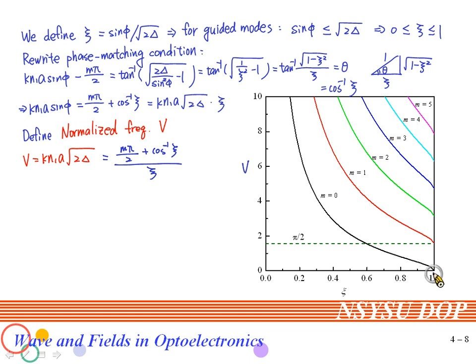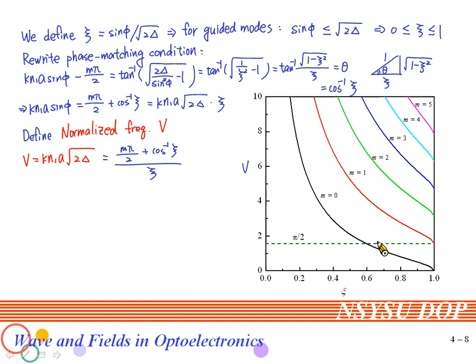And you can see that this black curve represents the guiding mode for m is 0. This red curve stands for the guiding mode for m is 1. And this curve is m is 2. This curve is m is 3, as you can see in these figures, in these curves. Then, using this figure, I will show you several important properties of the waveguide.